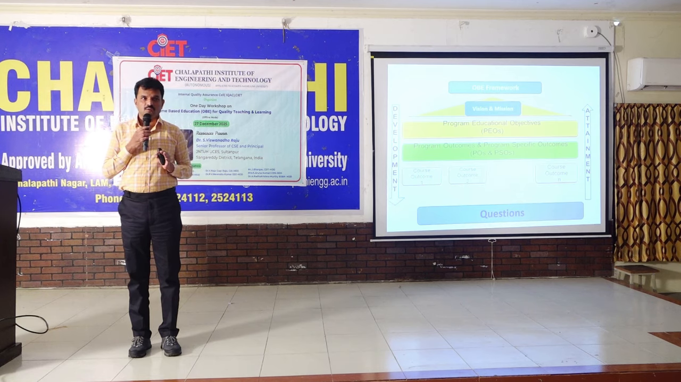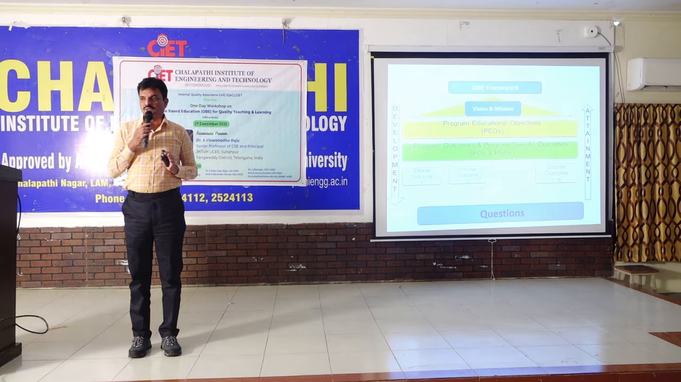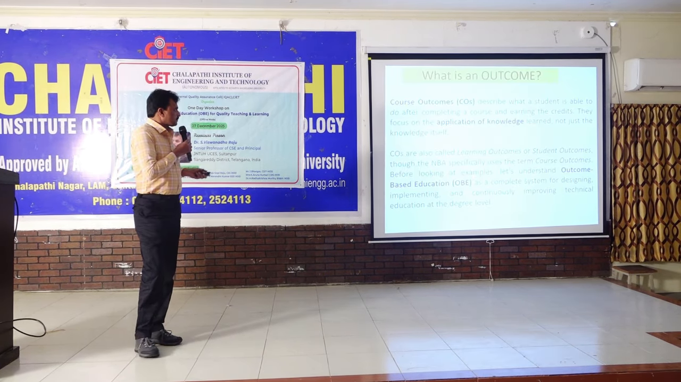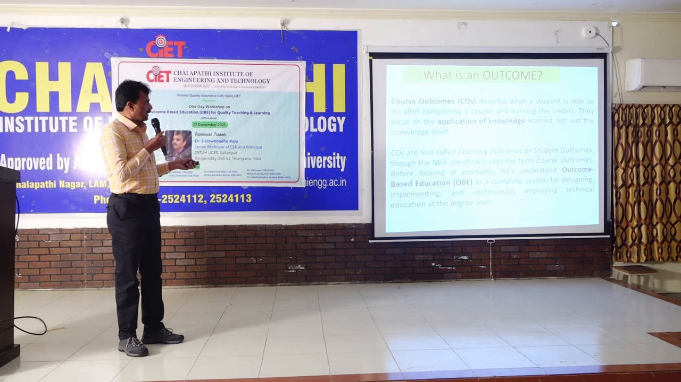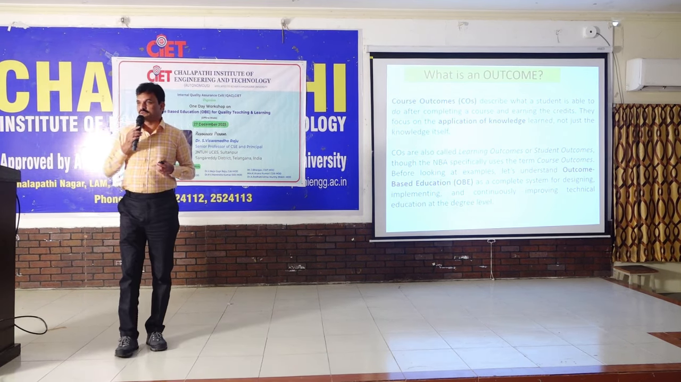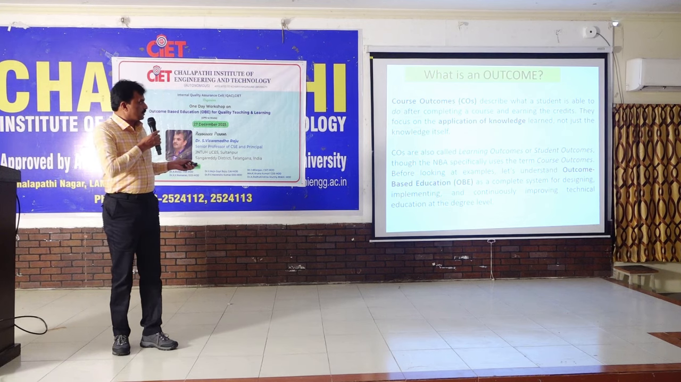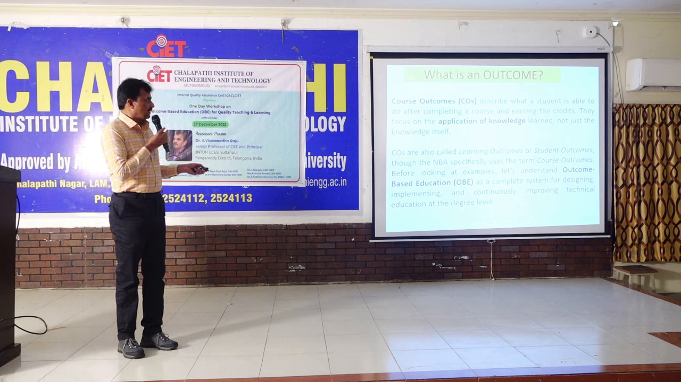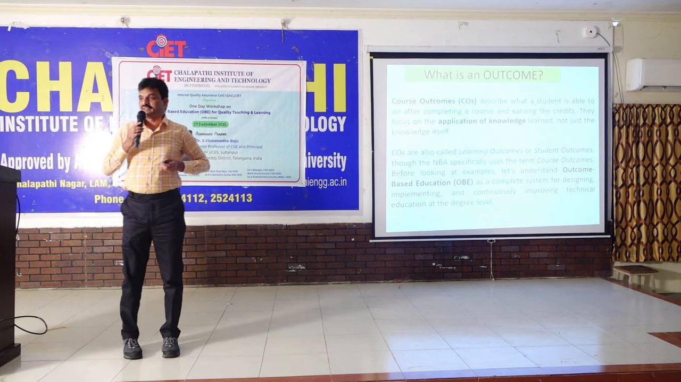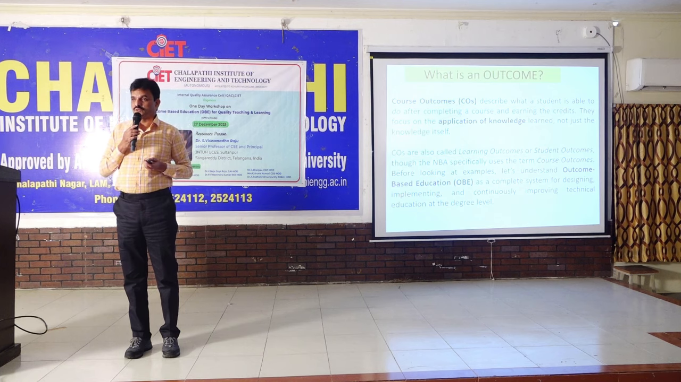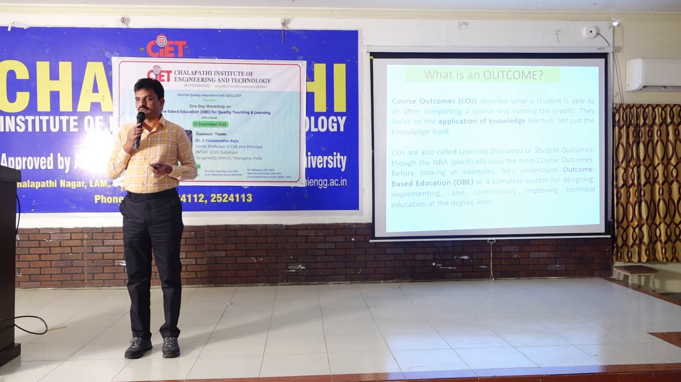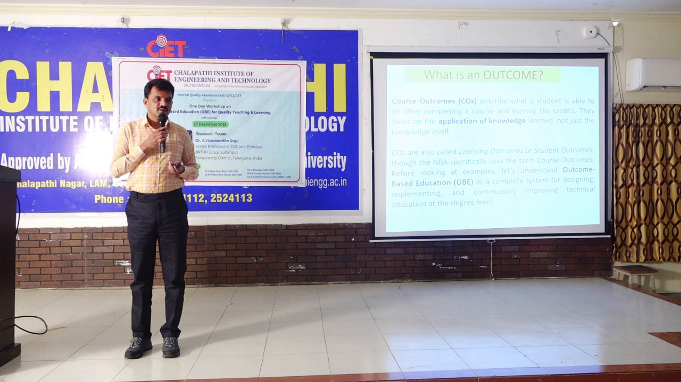I hope now you understood the overall architecture of outcome-based education. What is an outcome? We have a doubt, what is an outcome? Always we used to think about that. Course outcomes describe what a student is able to do after completing a course and earning the credits. Every student is earning the credits and completing their course also. At the end of the course, what they are able to do, that is the most important. Whether he has received the certificate or not, that is not important. Whether he is able to do it or not, that's what is most important.